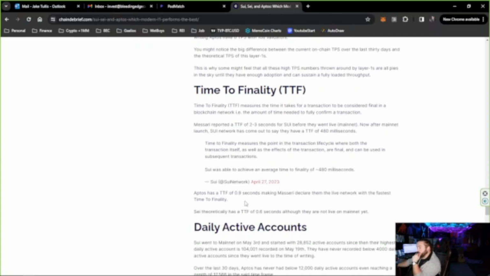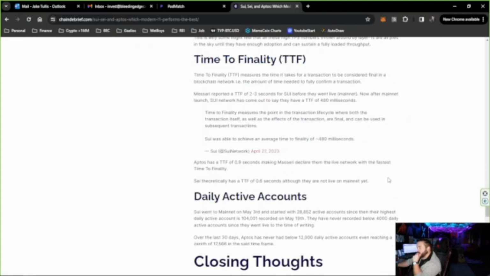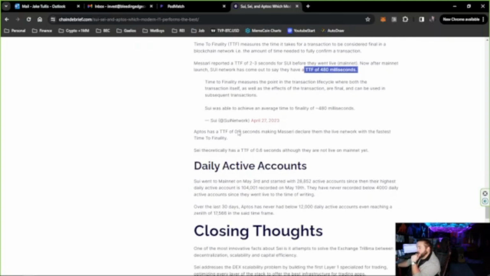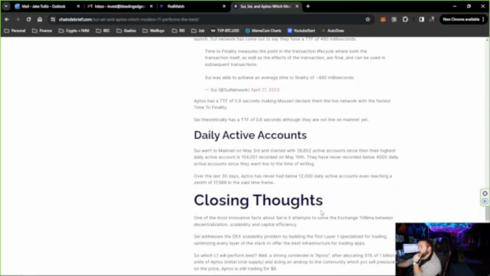And then finally, the time to finality is basically how long it takes for a transaction to actually be completed. It gets consensus from all the validating nodes, then it gets settled on the chain, and it gets added to the ledger. That's time to finality. And it's like 12 seconds on Ethereum, 13 seconds on Bitcoin. So for them to be at 480 milliseconds, Aptos is at 0.9, and then Sei is at 0.6. Again, theoretically, this is in their testnets. They're all crazy fast. I mean, this is a 10x improvement on what we have today.